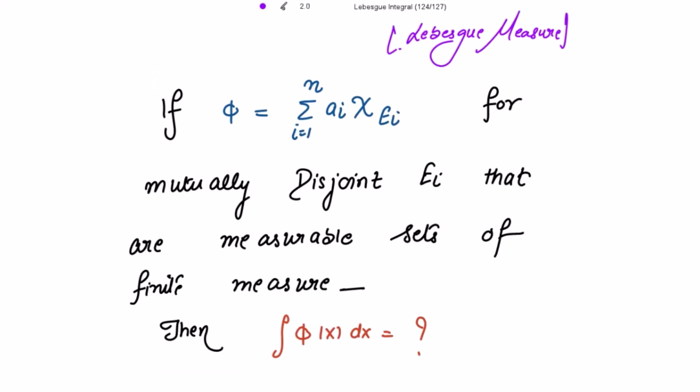This is the multiple choice question from the Lebesgue measure. If phi equal to summation on ai into the characteristic function chi ei for mutually disjoint ei that are measurable sets of finite measure. This is very important. These are the disjoint measurable sets of finite measure. Then the integration of phi x dx is equal to what? What is the integral of this simple function phi?